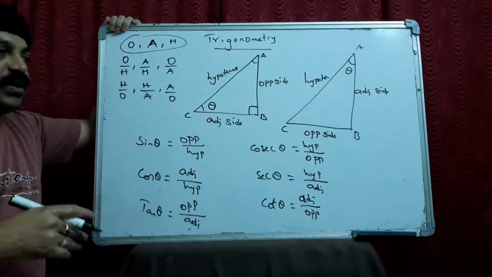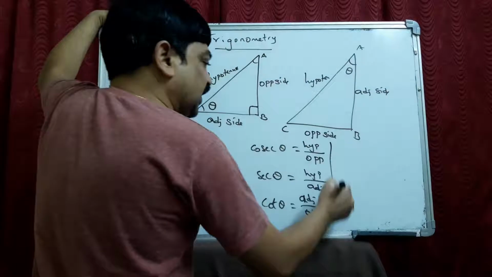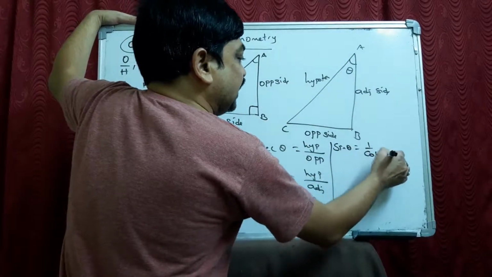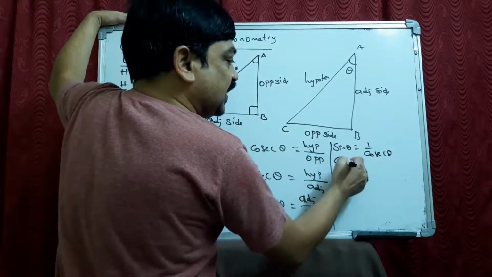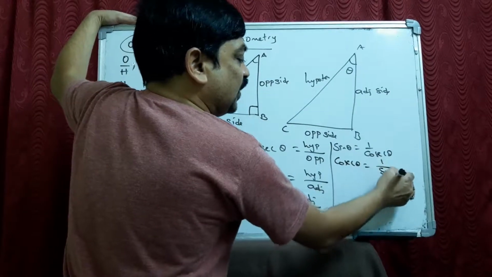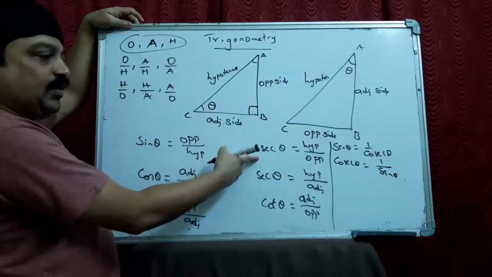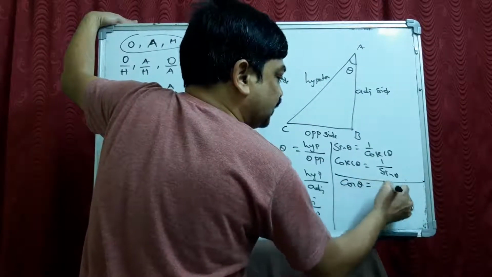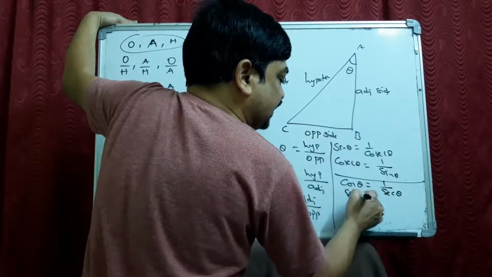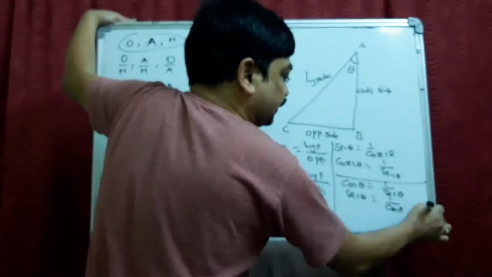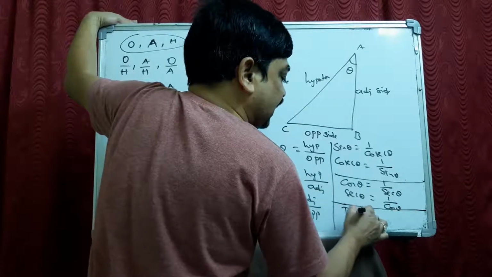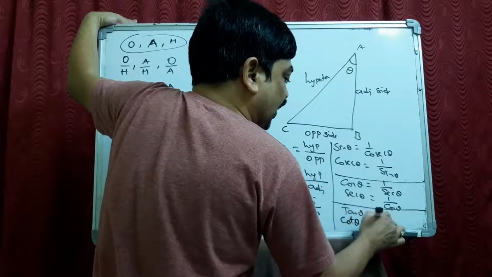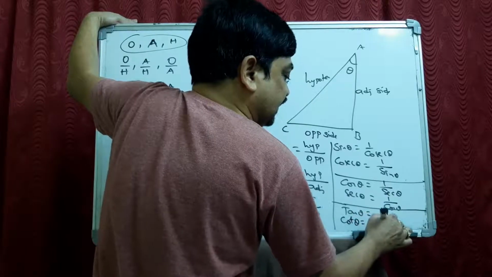From these 6, you can make some other link also. How? Sin theta can be taken as 1 by cosecant theta, and cosecant theta can be taken as 1 by sin theta. In the same way, cos theta can be written as 1 by secant theta, and secant theta as 1 by cos theta. Tan theta can be taken as 1 by cot theta, and cot theta as 1 by tan theta.